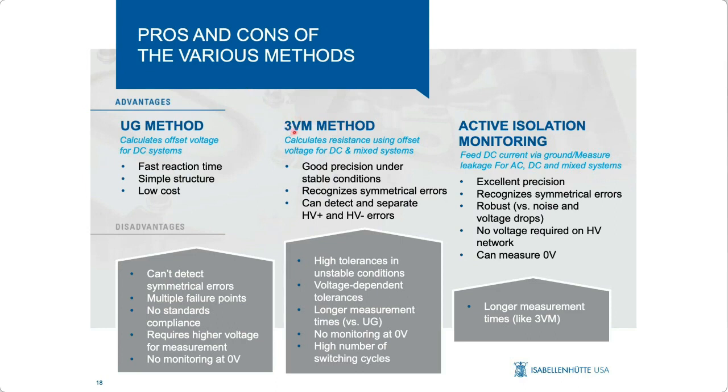Second, the 3 voltmeter or 3VM method. While it has good precision under stable conditions and recognizes symmetrical errors in comparison to the UG method, it still has very high tolerances in unstable conditions, and it has significantly longer measurement times than the UG method. Also, with the 3VM method, there's no monitoring at a non-energized bus.